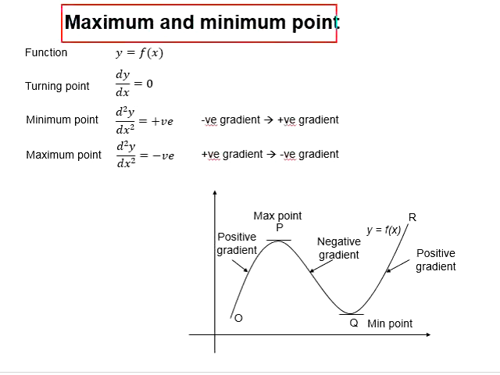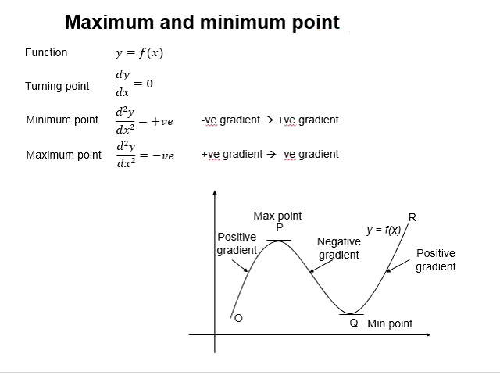Determining the maximum and minimum point by using the derivatives. Let us look at this figure. Let's say this curve represents a function of y equals to f(x). There will be two turning points here. This turning point represents the maximum point, while this turning point represents the minimum point.